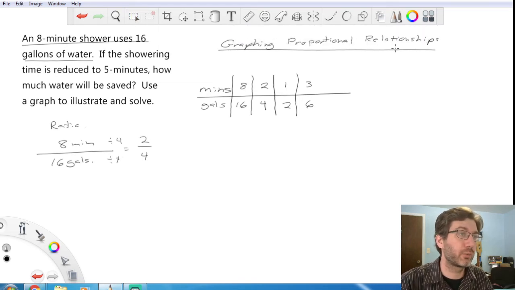So here we're graphing proportional relationships. Once you get a table, this here is your table, you are going to pull out points from your table to graph. And your points are very easy to see.